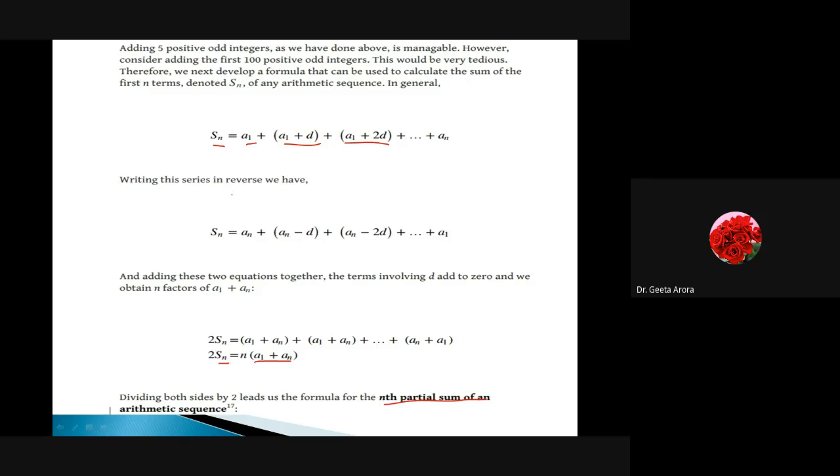And if I write down the series in reverse, we have an as the first term, then the next term is an minus d, an minus 2d, and so on up to a1. So if I add these two, we get Sn is equal to a1 plus an, then again a1 plus an, and so on. So we get Sn is equal to n times (a1 plus an), because the d is going to cancel out. But actually the proof is not in our course, so you just have to learn how to write down the nth partial sum.